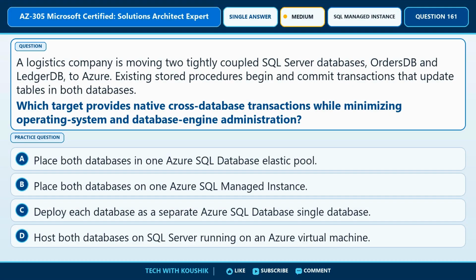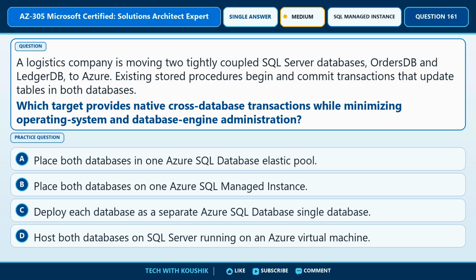Now consider question number 161. A logistics company is moving two tightly coupled SQL Server databases, OrdersDB and LedgerDB, to Azure. Existing stored procedures begin and commit transactions that update tables in both databases. Which target provides native cross-database transactions while minimizing operating system and database engine administration?